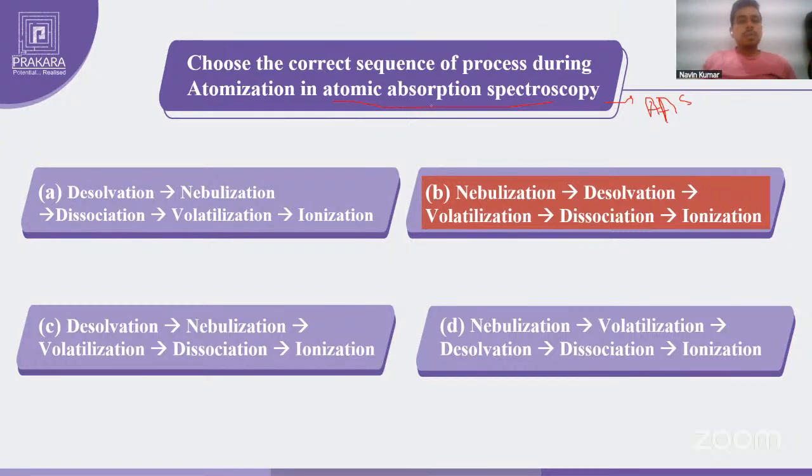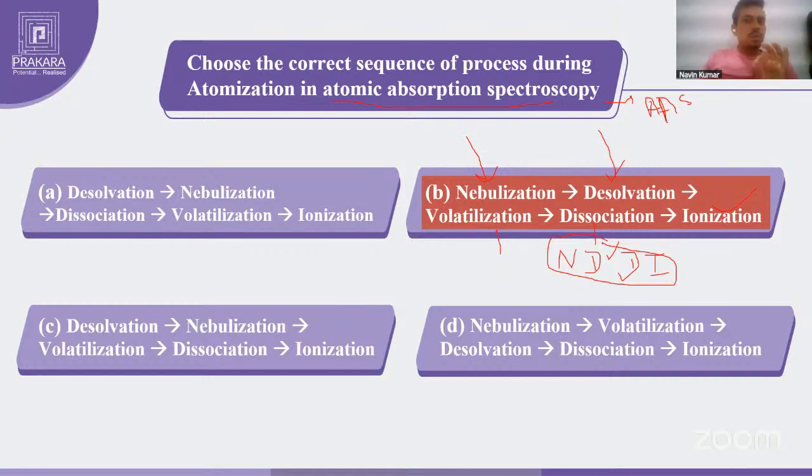So in case of atomic absorption spectroscopy, firstly we nebulize the sample, then it will dissolve, then it will volatilize, then it will dissociate, and after that, it will ionize. You can remember this with a simple trick, that is NDVDI. So this is the sequence which we use in atomic absorption spectroscopy.